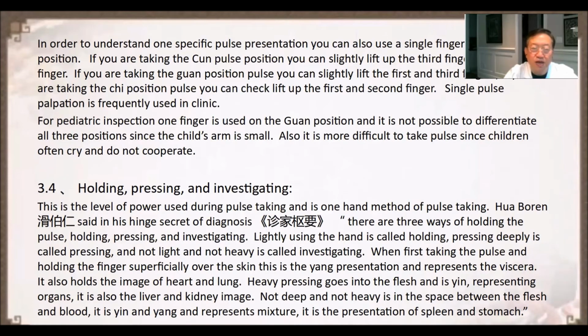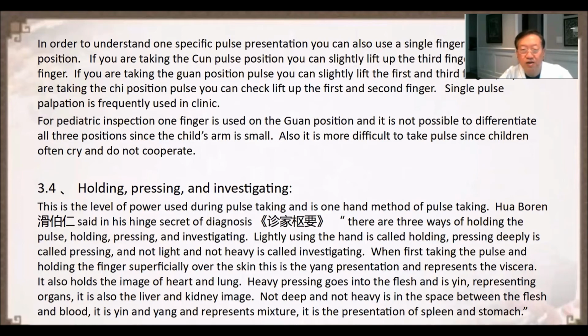For pediatric inspection, one finger is used on the Guan position, and it's not possible to differentiate all three positions since the child's arm is small. Also, it's more difficult to take pulse since children often cry and do not cooperate.